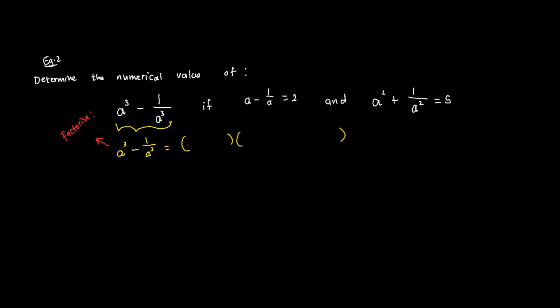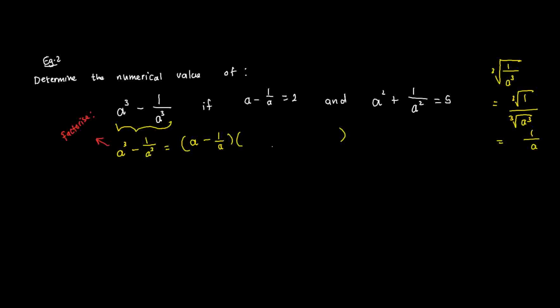How do I get the first term here? I cube root a cubed, which gives me a. By the way, what's the cube root of 1 over a cubed? It'll be equal to the cube root of 1 over the cube root of a cubed, which will be 1 over a. So it's 1 over a. And of course, I have a minus sign in between.